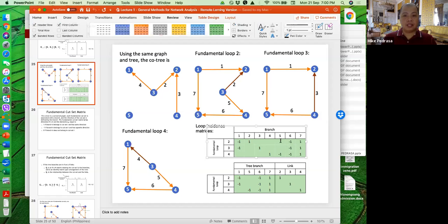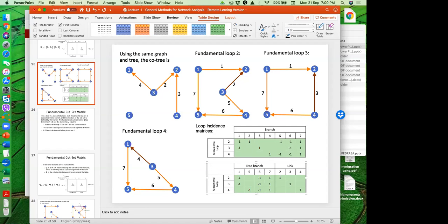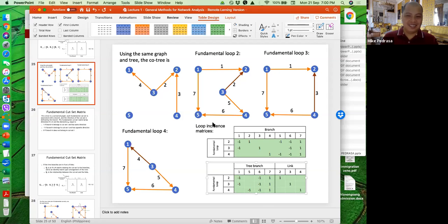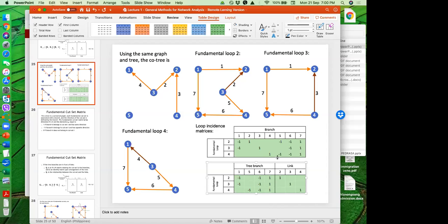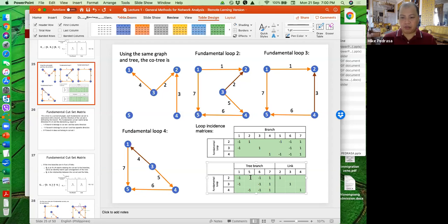So, sino dapat yung kasama dito? 5. This should be -1. Agree, guys? Agree? Yes, sir. Yan. Hindi nawawala. Editable naman pala siya. Okay. Sige. So 5 dito, dapat may -1 din dito.